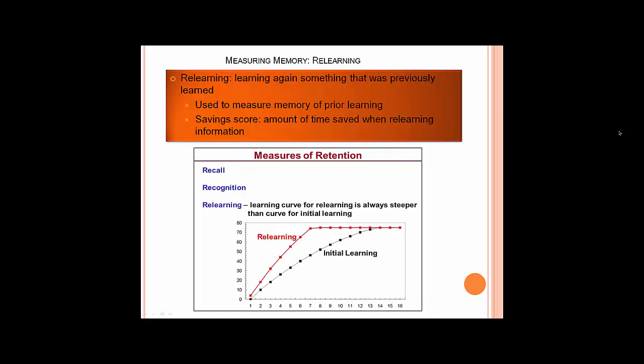How about relearning? Relearning is learning again something that was previously learned. We relearn faster and better than we learn. And we can use this to measure memory of prior learning. So in other words, if taking a course the second time takes just as much time as the first time, it may mean that you didn't learn it very well the first time, or it may mean something else. There's something called the savings score, and that's the amount of time saved when relearning information.